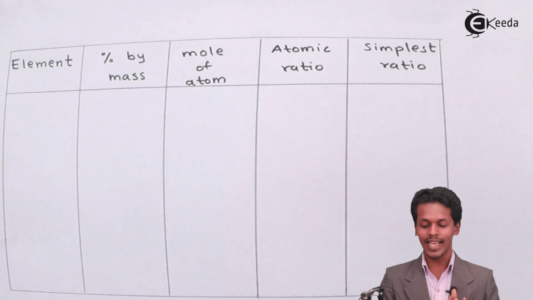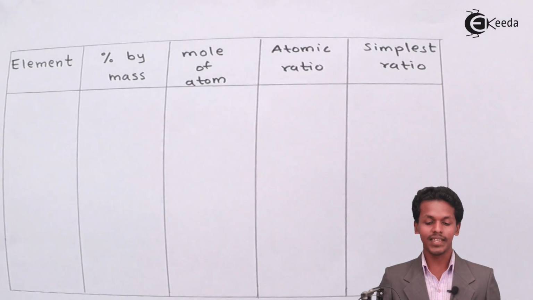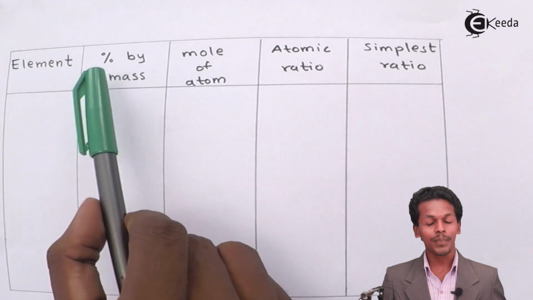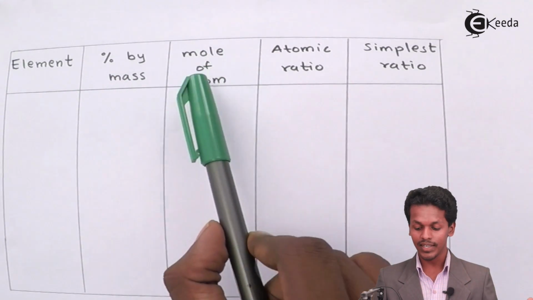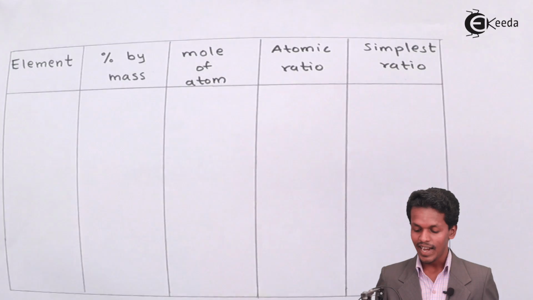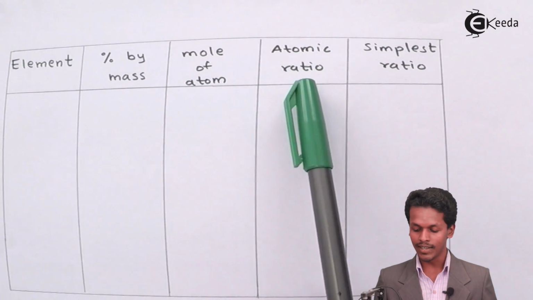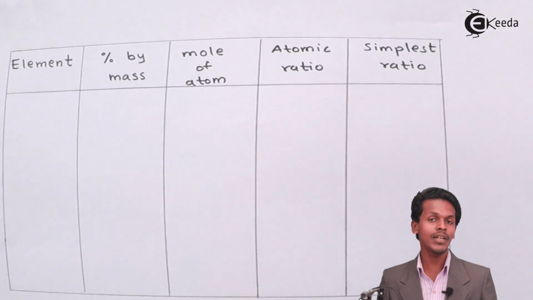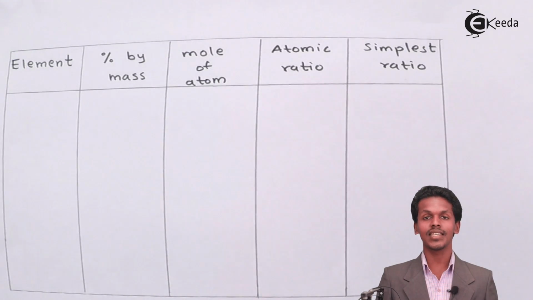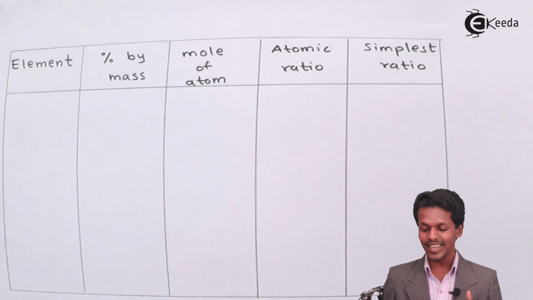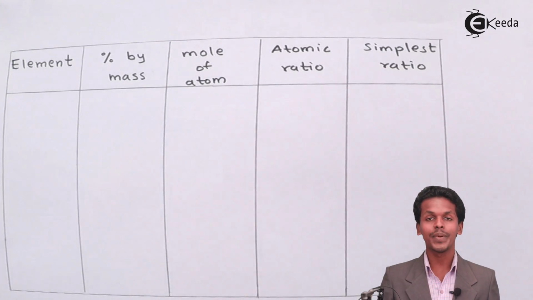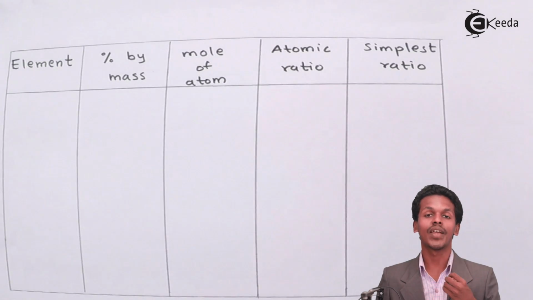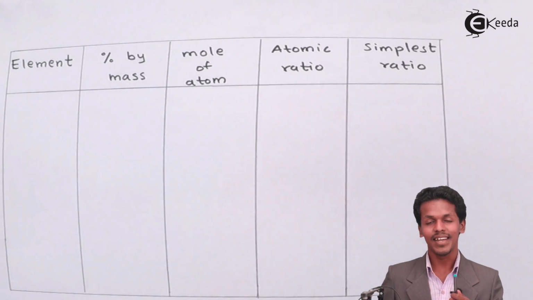I have made a few columns: element, percentage by mass, moles of atom present, then the atomic ratio, and the last one is the simple ratio. It's a very simple kind of numerical, but it's very tedious to calculate, and this kind of table should be in our mind. We should consider this table just for convenience, and it would be very easy to calculate. How? Let me show you.